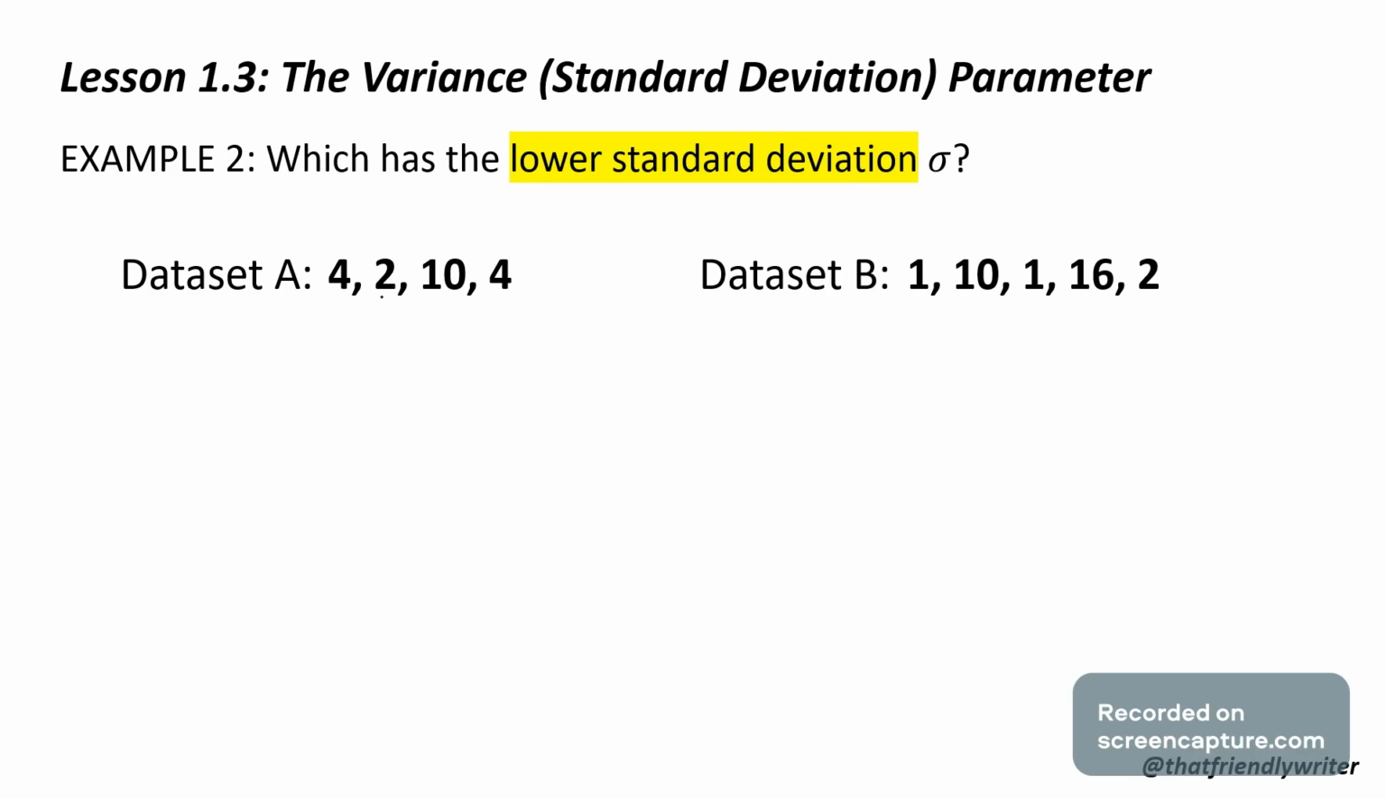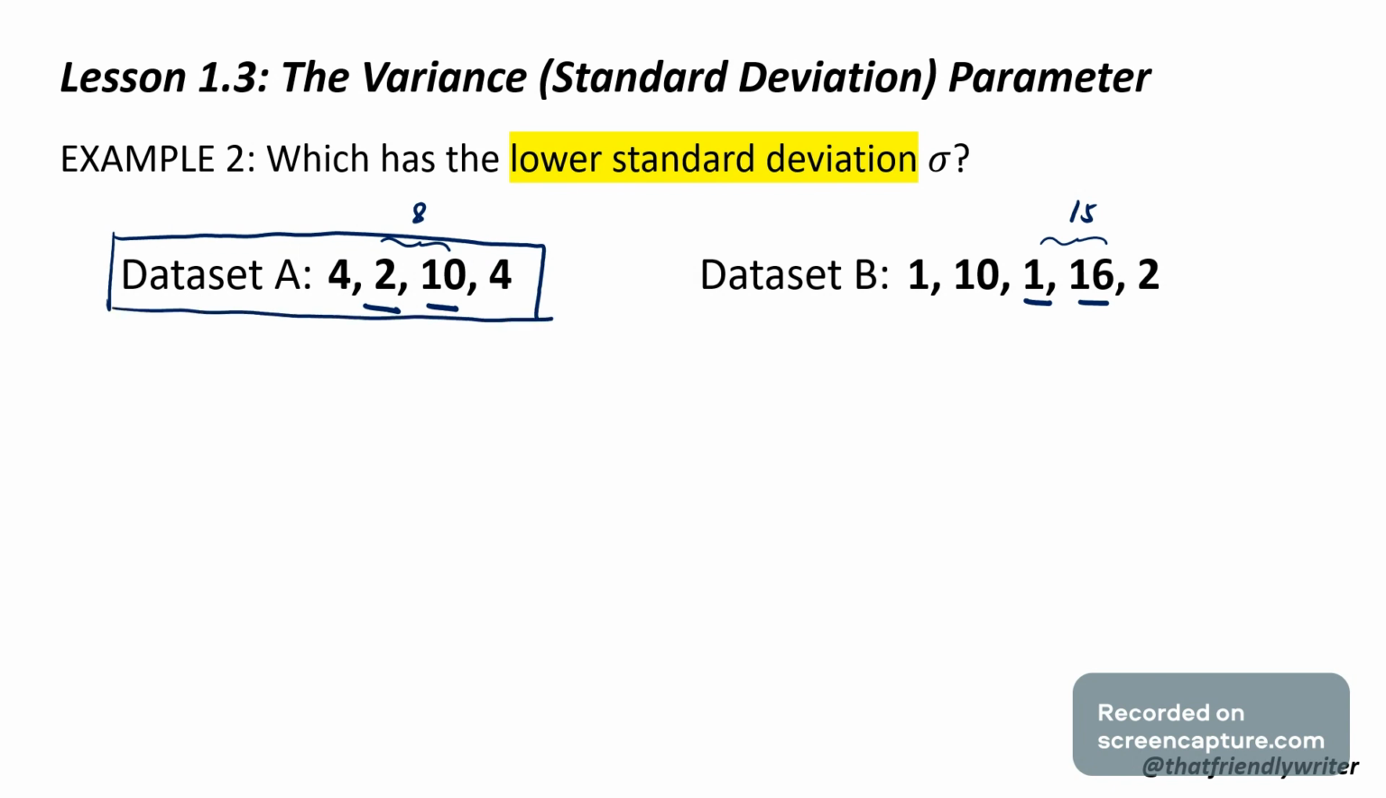In dataset A, the smallest is 2, but the biggest is 10. The difference is 8. In dataset B, the smallest is 1, but the biggest goes far up to 16. The difference here is 15. Therefore, dataset A has the lower standard deviation than dataset B because the values are much more compressed or closer with one another.